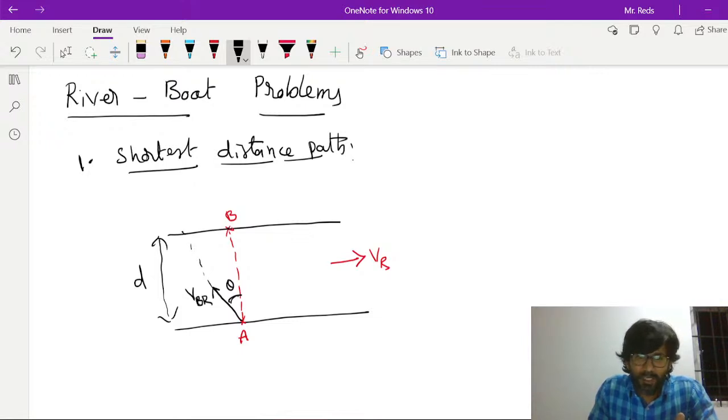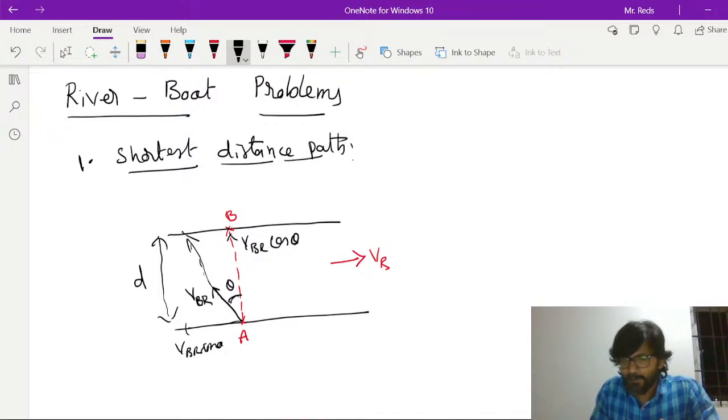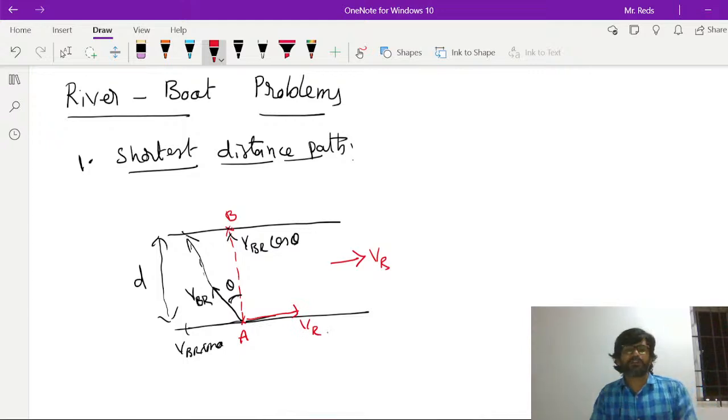So if this is VBR, it is making an angle theta with this. Its component along this will be VBR cos theta, and in this direction the component will be VBR sin theta. The river is flowing in this direction. You can take this as the velocity of the river with respect to the ground, that is the velocity of the river.